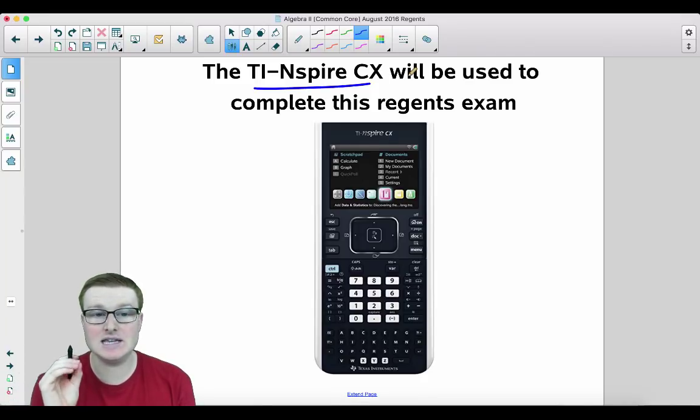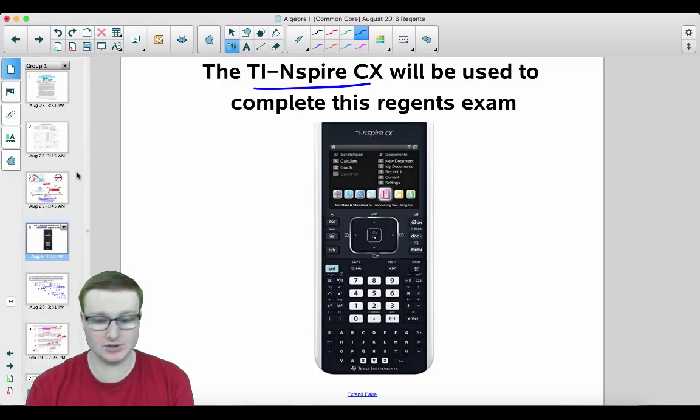It is the most powerful tool you will ever have in Algebra 2, and if you're taking upper level math, this calculator will be incredibly helpful to you.